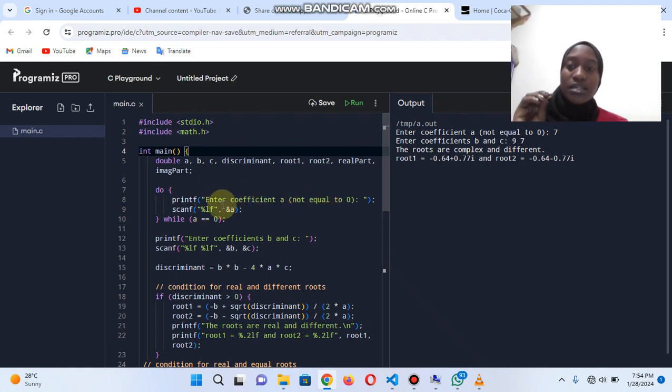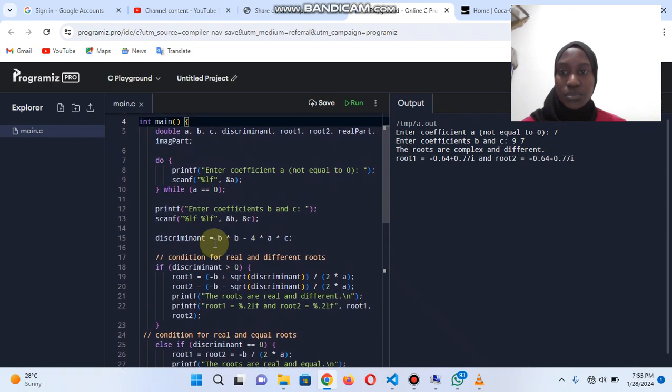Like on our screen, the words enter coefficient a are going to come, and we go to the scan part, that scanf, then colon, percent lf, comma, and a. Here we're going to put the value of a in this place value, and you put any number you want for a between 1 to 9 or anything, so long as a is not equal to 0. A cannot be 0. Well, that's the do while loop part.